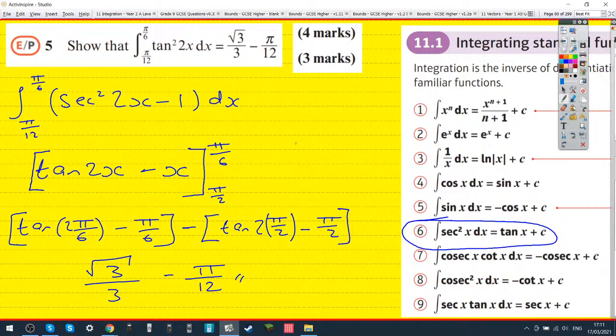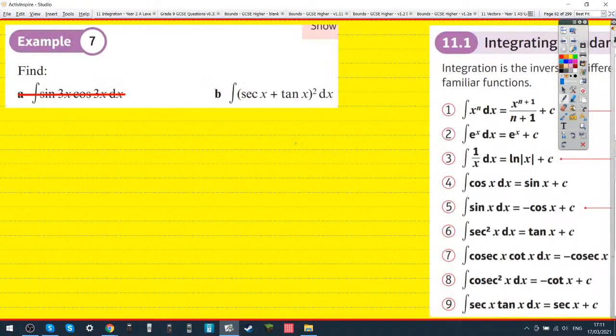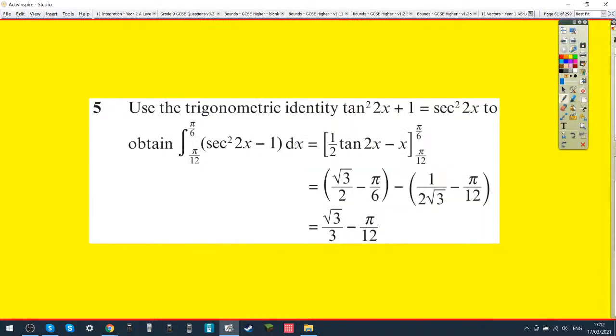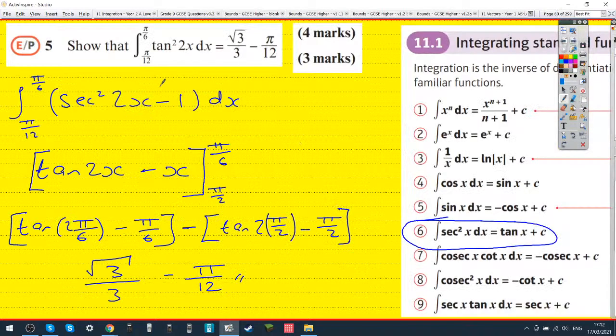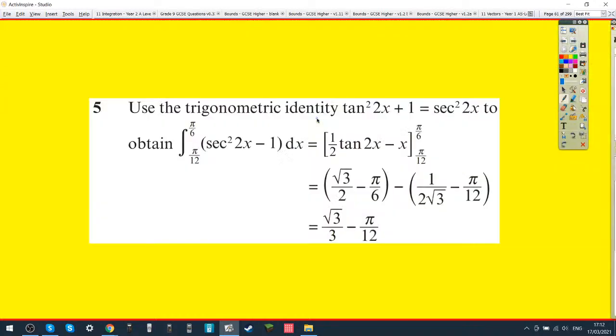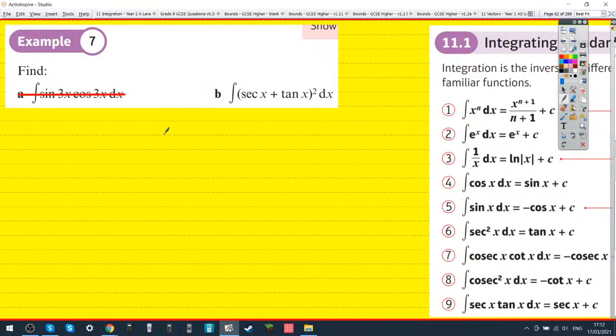No. Why are you so slow with this? Have you been celebrating or something? That's easy for a baby. A newborn baby can do this. Sec squared 2x. A newborn baby's first words will be goo goo gaga. The integral of tan squared 2x is the same as sec squared 2x minus 1. Jesus, man.